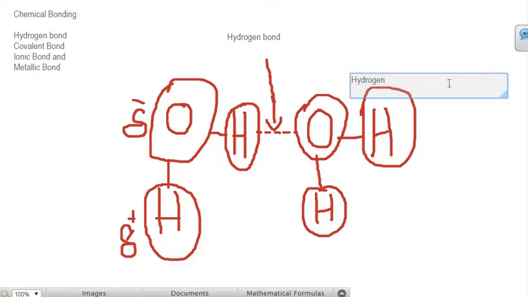Let's type out the hydrogen bond definition. Hydrogen bonding is formed between an electronegative and an electropositive ion, such as electronegative ions such as oxygen, and an electropositive ion such as hydrogen.